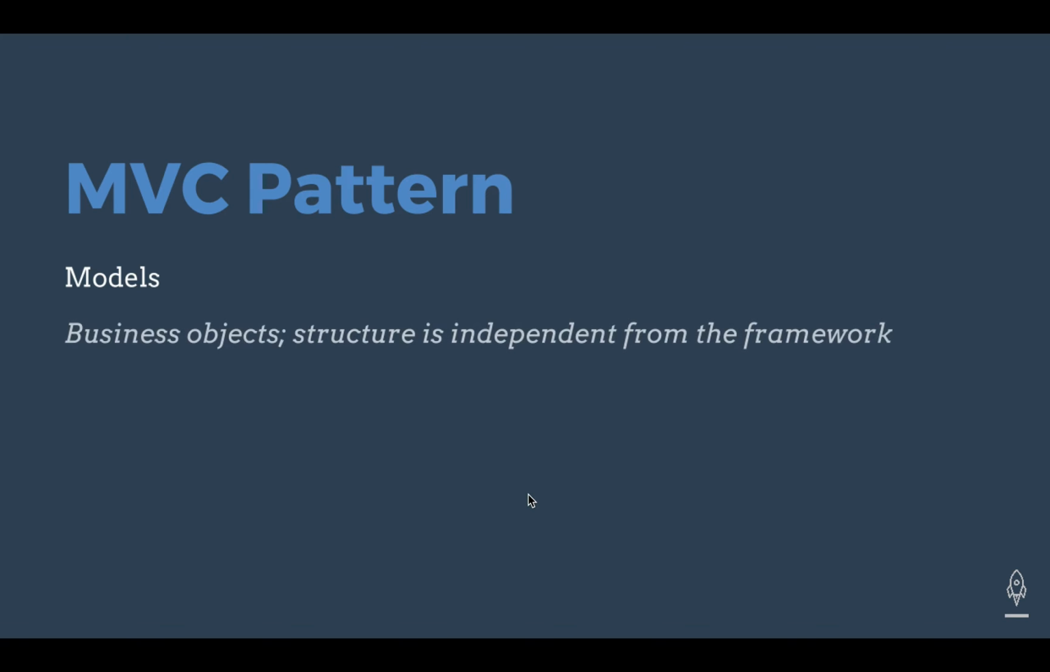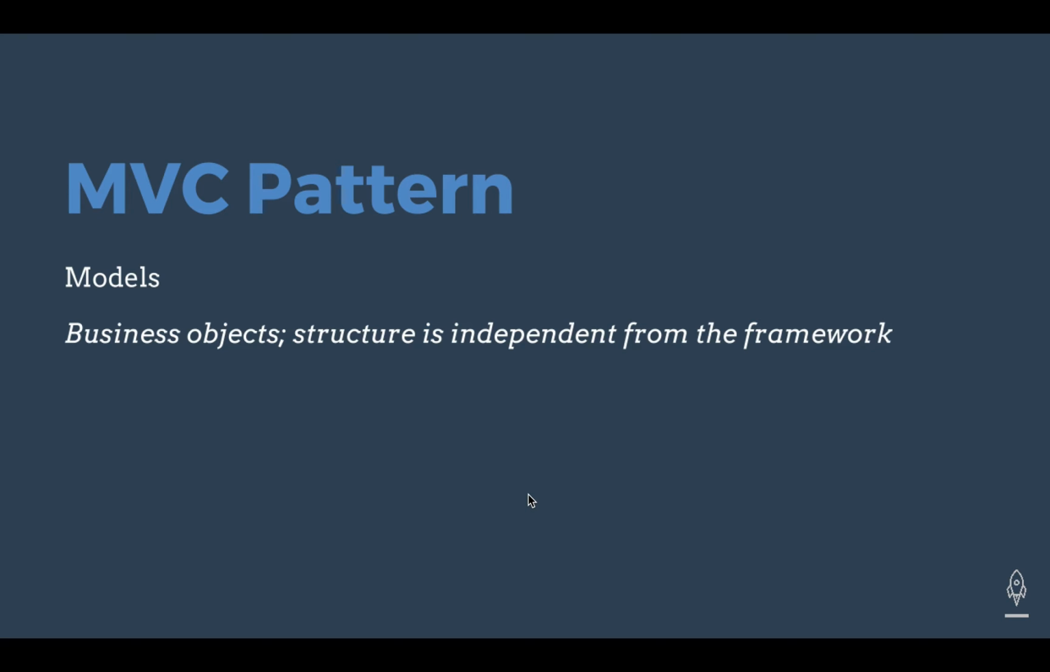The models are what are often referred to as business objects. They are the objects that are part of your application that represent the data and the core interactions and relationships between that data within your application. And so the business objects are independent of the framework. They should really be independent of whether or not your application is a mobile application or a web application, etc.